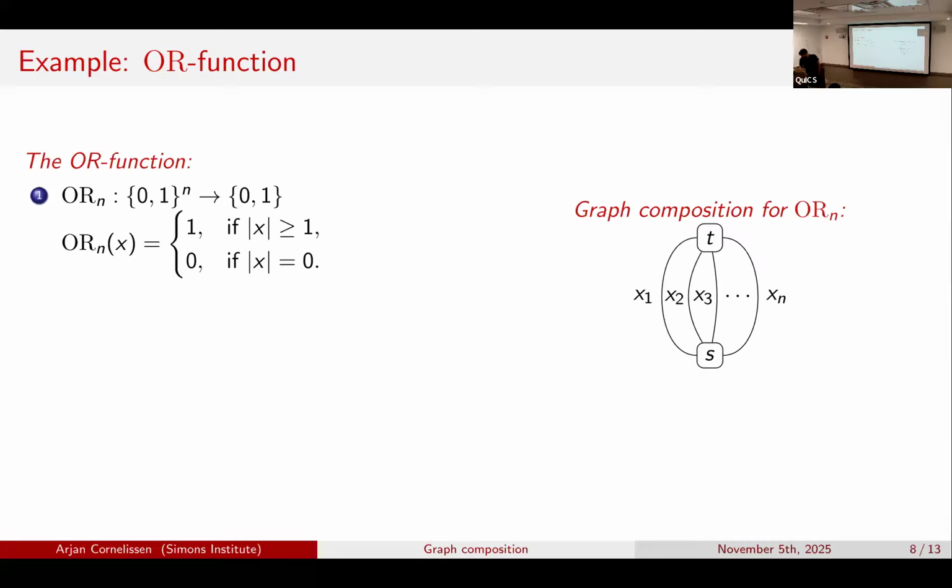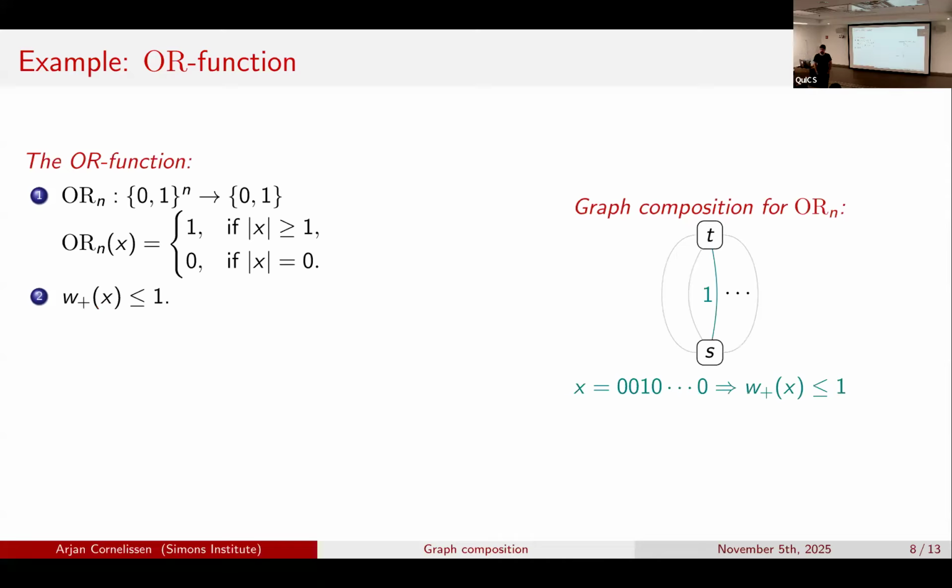And if you think about what graph you can draw where you can only go from S to T if the Hamming weight is at least 1, essentially what you can do is take n parallel edges and put trivial span programs on each. I hope it's clear you can only go from S to T if the Hamming weight is at least 1. And now you can do some witness computation, computing all these effective resistances. If we have a positive instance, there will be at least a 1 somewhere, which means there's a path going from S to T. And the effective resistance on this path will simply be 1. So the witness size will be upper bounded by 1.